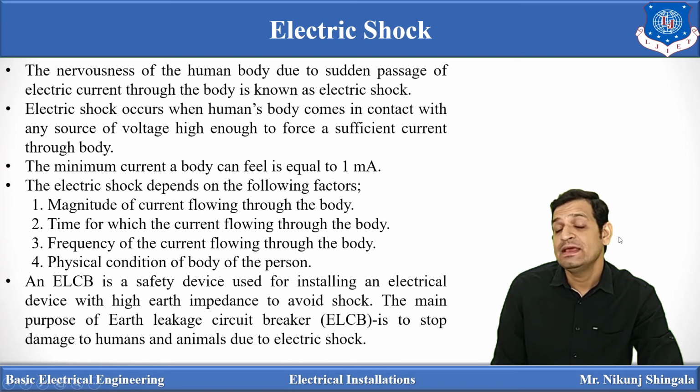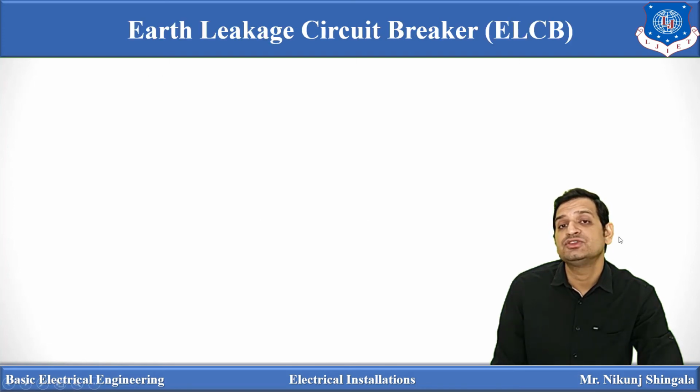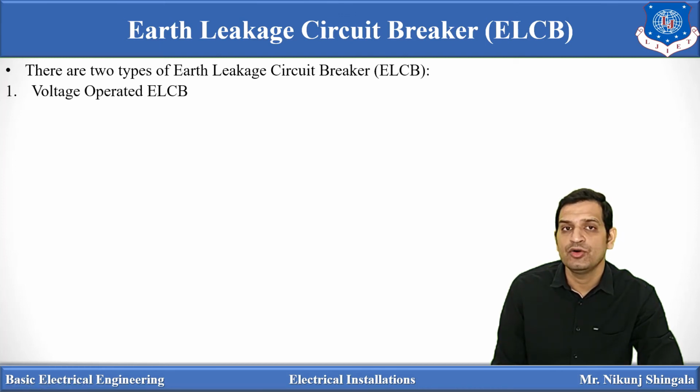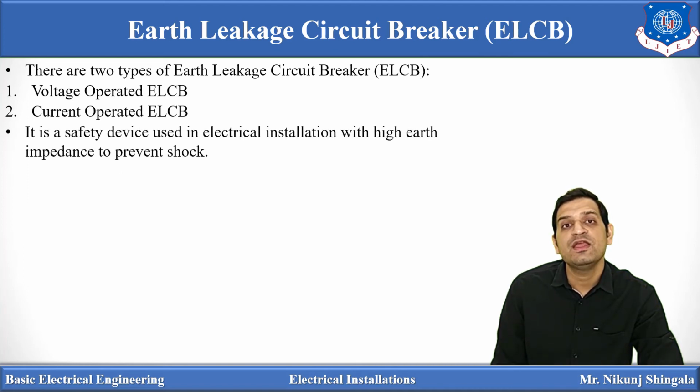So let us understand ELCB and what is the construction of ELCB. There are two types of earth leakage circuit breaker: voltage operated and current operated. I am going to discuss the current operated ELCB here. It is a safety device which is used in electrical installation, as I told you, which is having high earth impedance to avoid the shock.